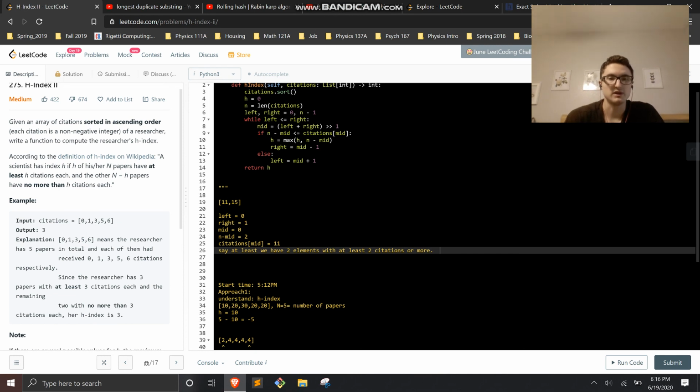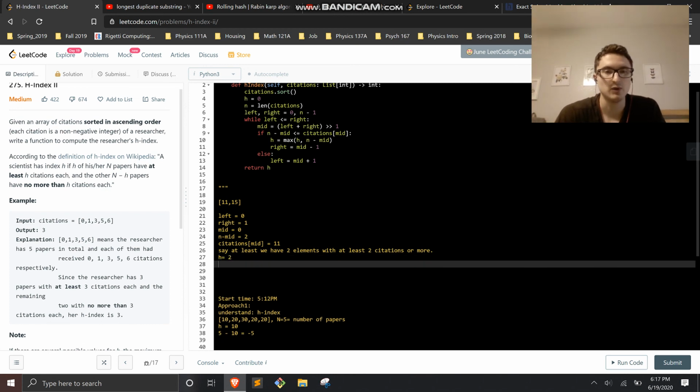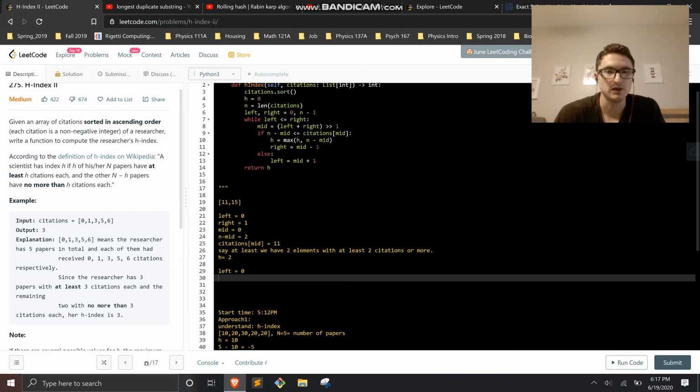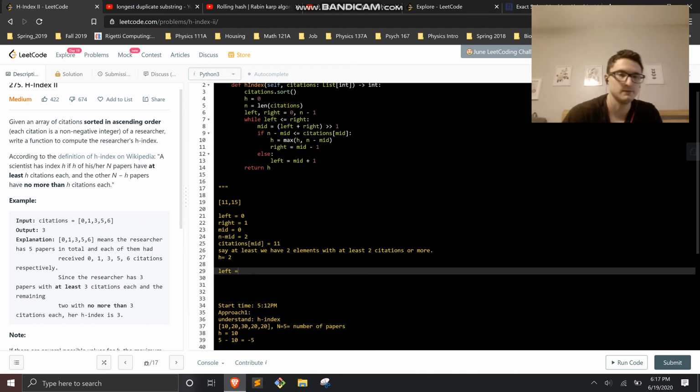And we know that we want the h to be equal to the number of elements that have at least that many citations. So we know h has to be equal to 2 here. So we set h equal to 2, and we're going to move our right pointer. So we say left is equal to 0, and now right will be equal to -1. So actually we stop. There's no point to keep going.